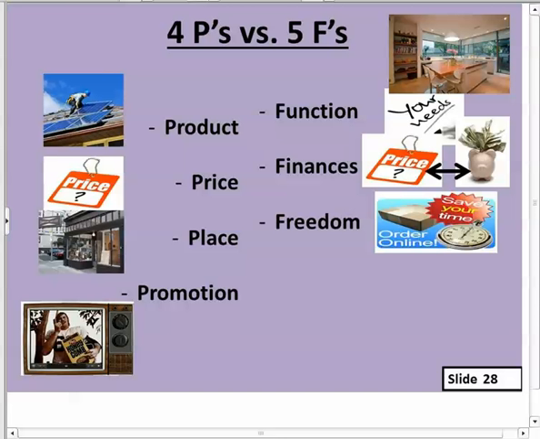Freedom. How convenient is it? Again, that's similar to place in some respects, but it's more from the customer's side. They're going to be able to save time. It's going to be delivered directly to them. You can go through the laundry list, but it's how does it make it much more convenient for them? Okay.